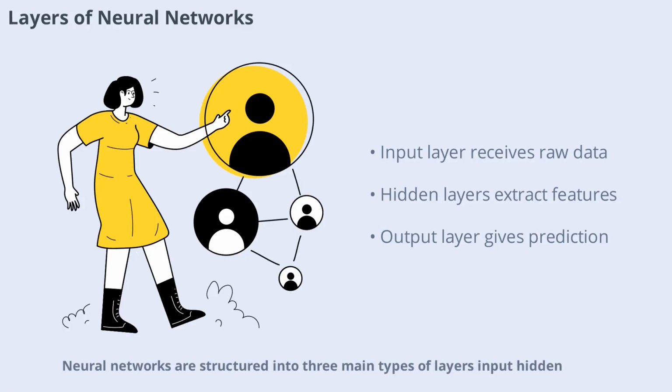Neural networks are structured into three main types of layers: input, hidden, and output. The input layer is where raw data enters the network, such as the pixels of an image. Hidden layers are where the magic happens. These layers extract abstract features, with each layer building upon the previous one. For example, the first hidden layer might detect edges, the next shapes, and the next full objects. Finally, the output layer delivers the network's prediction, such as identifying an image as a car with high certainty. This layered approach is what gives deep learning its depth and power.